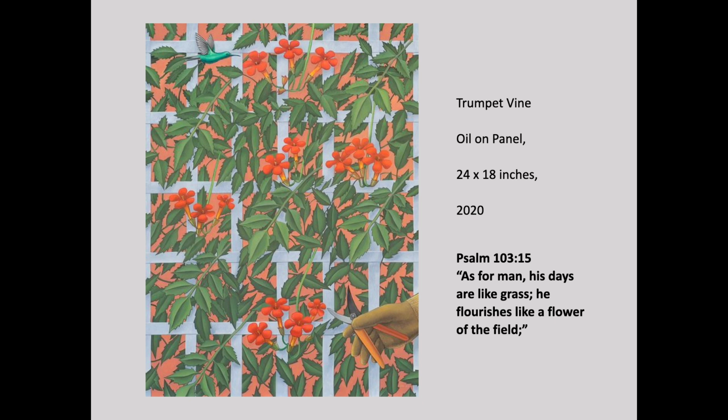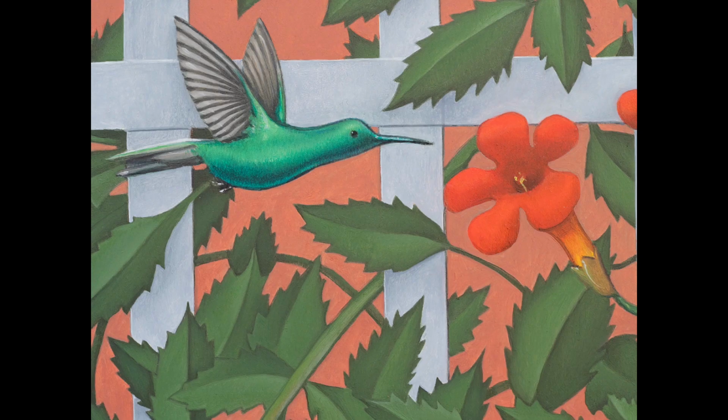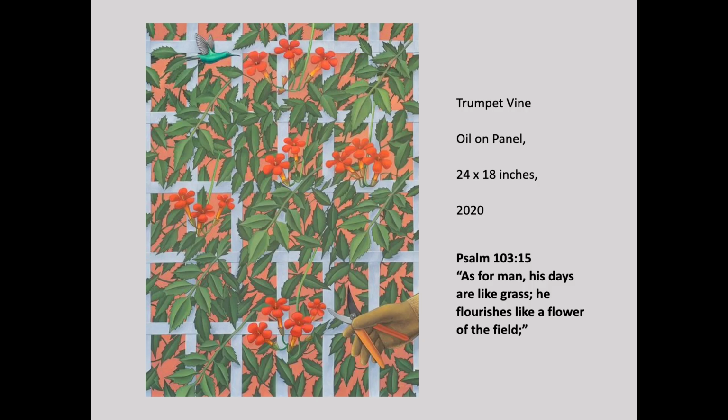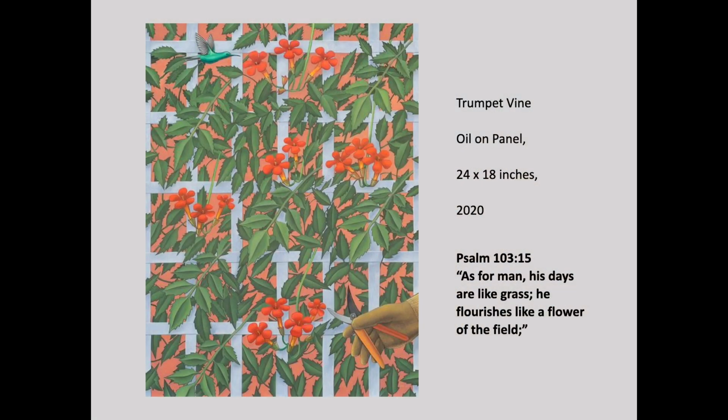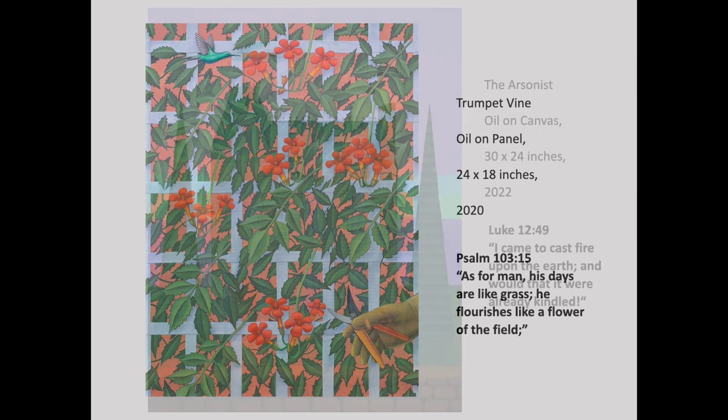You see this in nature too, the trumpet vines, my painting, Psalm 103: as for man, his days are like grass. He flourishes like a flower of the field. So I don't know if you can see this, but in the upper left-hand corner, what do you see? Hummingbird. What do you see in the bottom right-hand corner? So the hummingbird's in the upper left, but in the bottom right, there's the reaper. There's a sense of the cutting off, the end, termination, pruning, judgment, maybe.